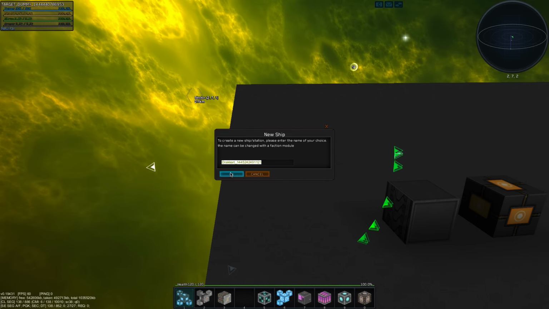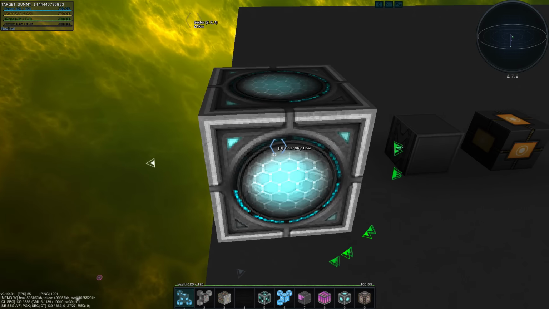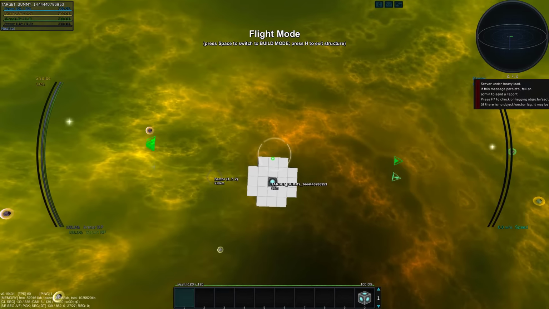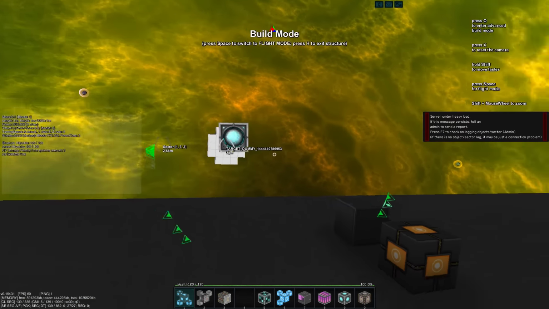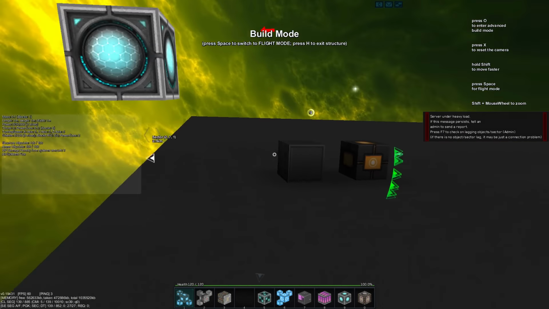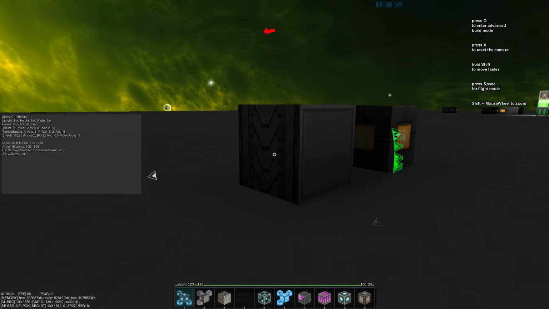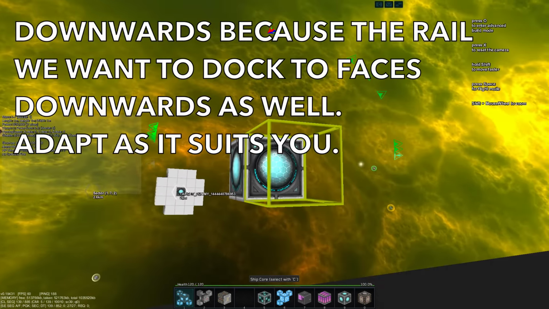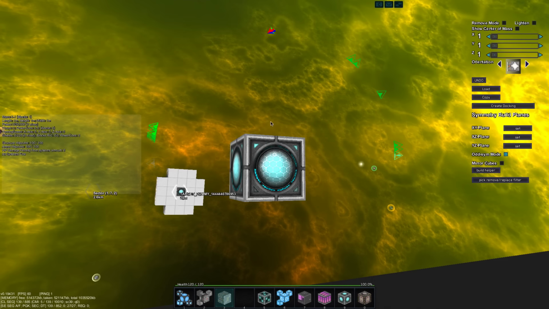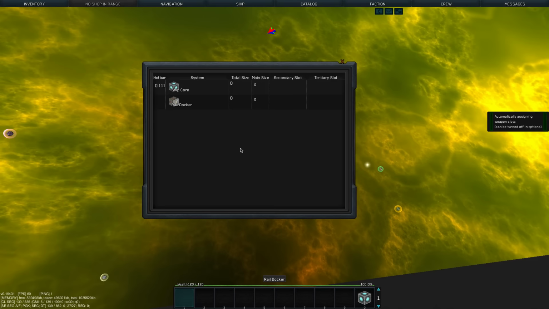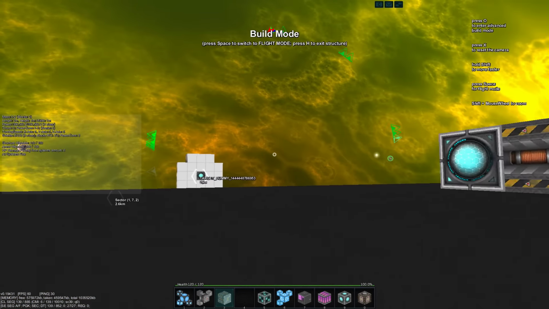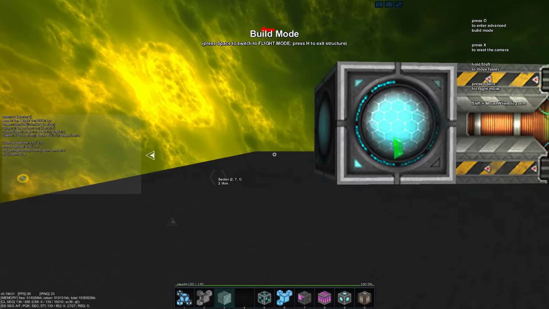Okay, so what do we need? We need a new ship, like so. And we want to attach a rail docker to it facing downwards at its back. Let's see if we can achieve that. There we go. Yeah, let's dock that thing first, shall we? And then we continue building.